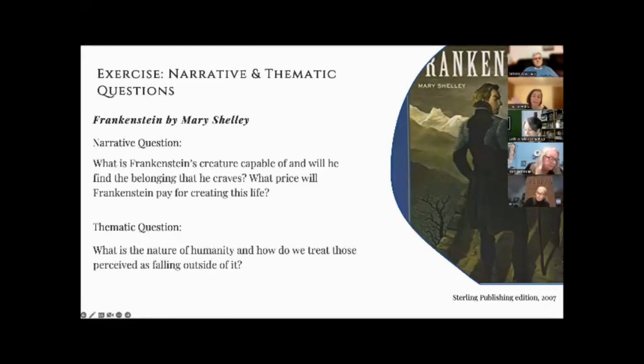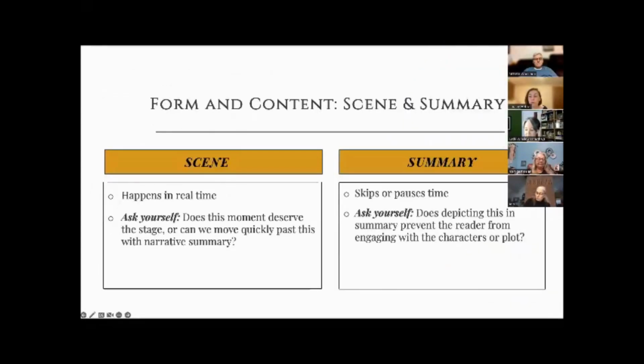So again, no right or wrong answer, but you can see in terms of narrative questions, those are questions that have explicit answers, and the thematic question isn't. So hopefully that helps people to get the sense of what I mean by narrative and thematic questions, and you can take that and apply that to your own manuscript. I want to move on now.